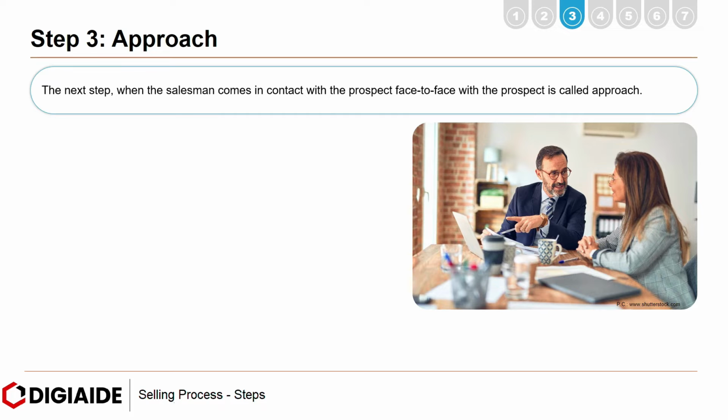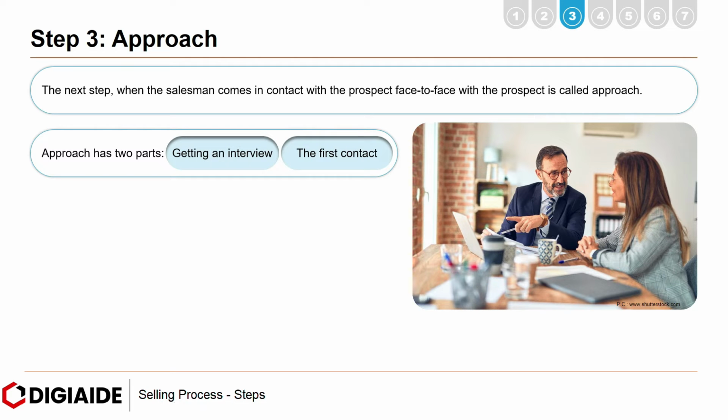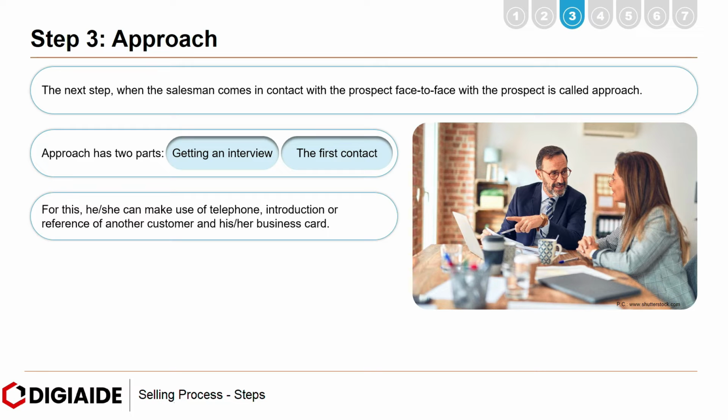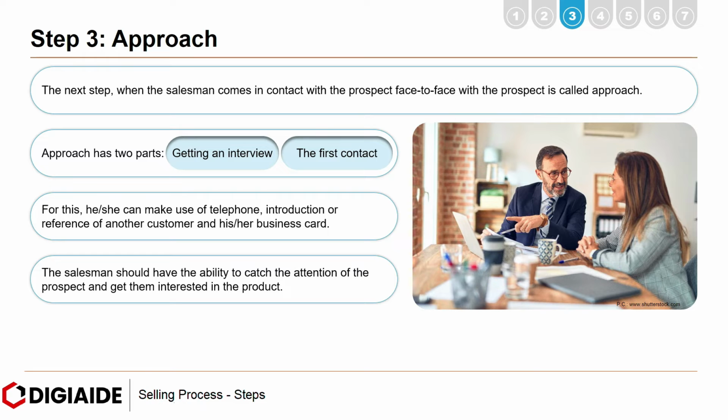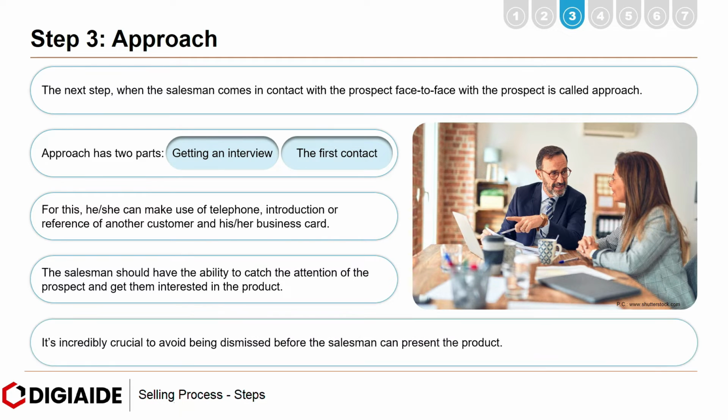Third, approach. The next step, when the salesman comes in contact face to face with the prospect, is called approach. Approach has 2 parts, getting an interview and the first contact. For this, he or she can make use of telephone, introduction, or reference of another customer and his or her business card. The salesman should have the ability to catch the attention of the prospect and get them interested in the product. It's incredibly crucial to avoid being dismissed before the salesman can present the product.